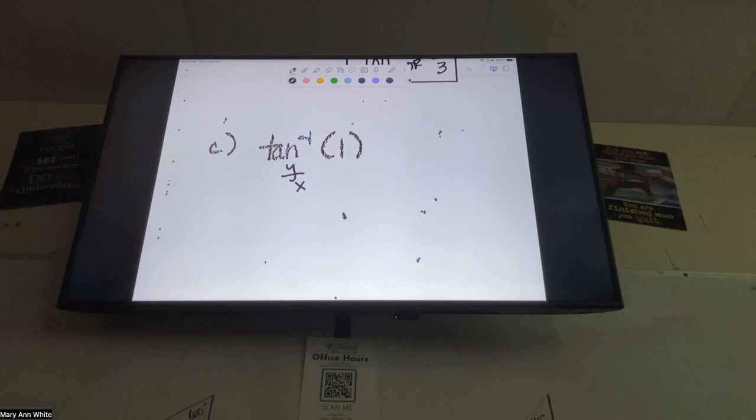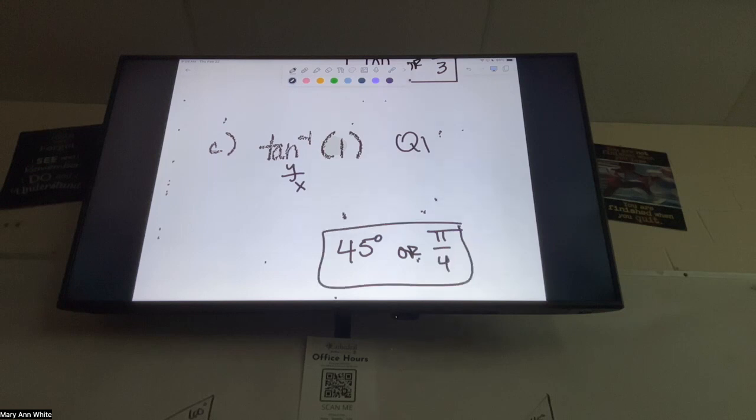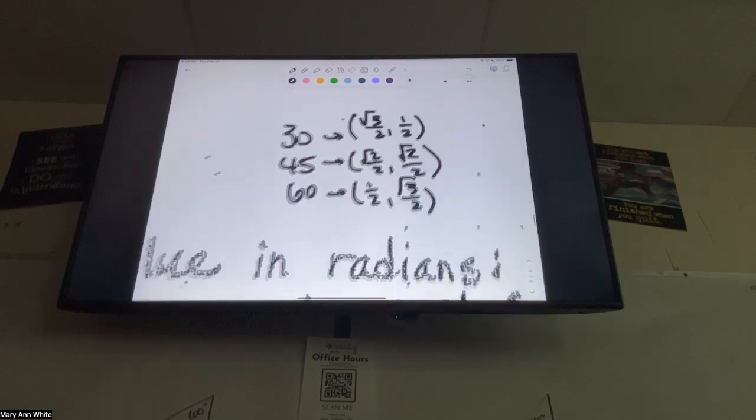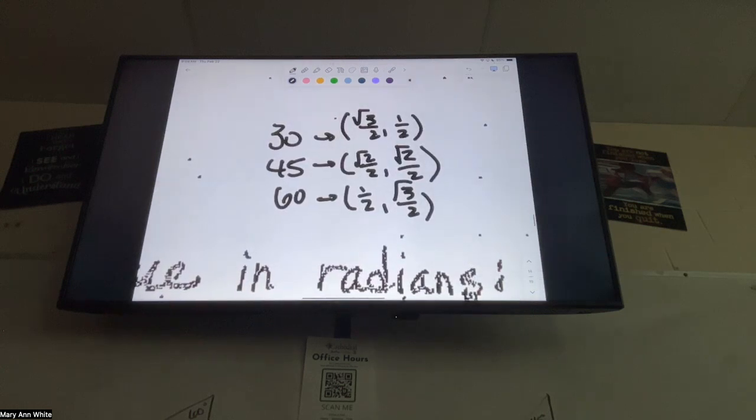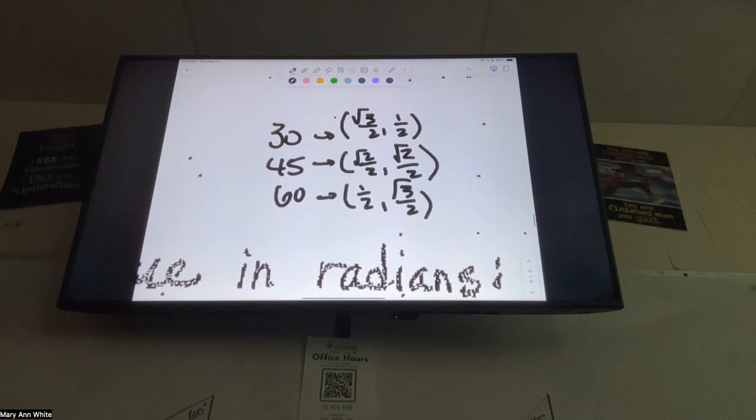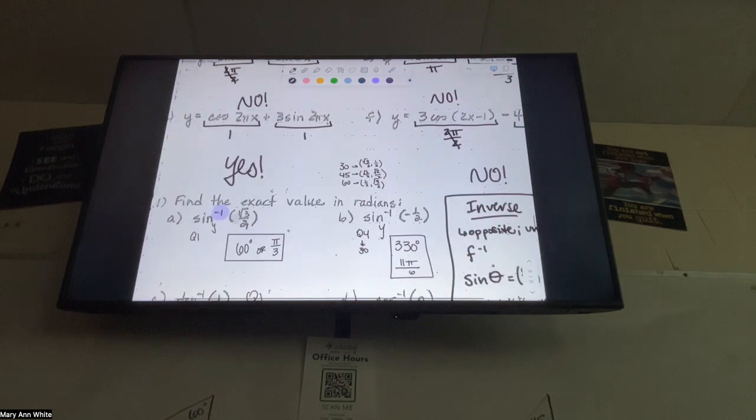Now, is it 45 degrees in quadrant 1 or quadrant 4? Quadrant 1. Why? Because it's positive. So that means it is just 45. And then what's my radian for 45? Pi over 4. Good. If you didn't remember it was 45 as fast as we did, you can go back to your little points and decide what y divided by what x would give you 1. They have to be the same number, so that's at 45.